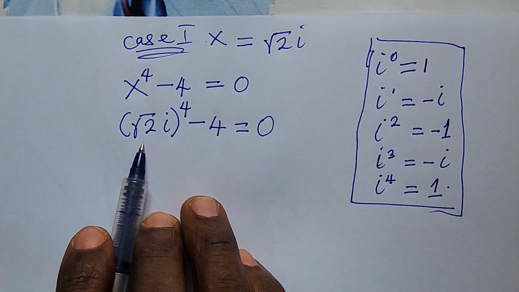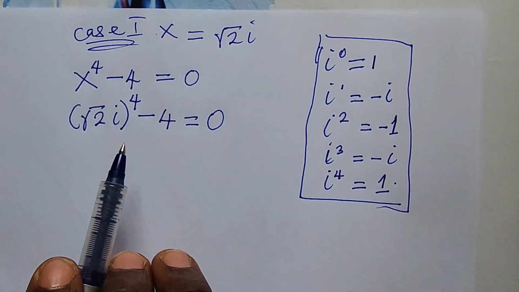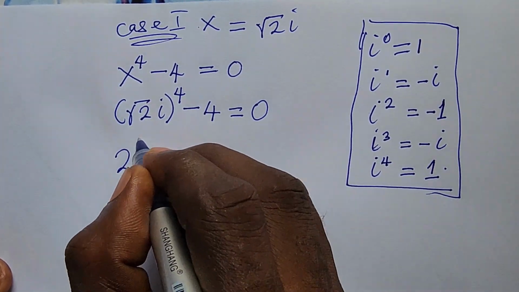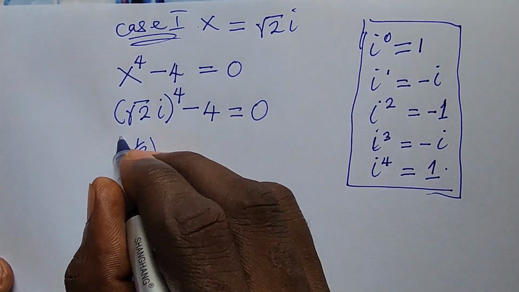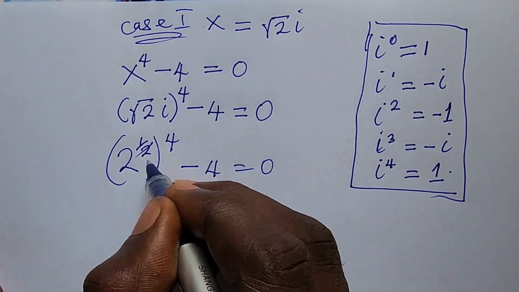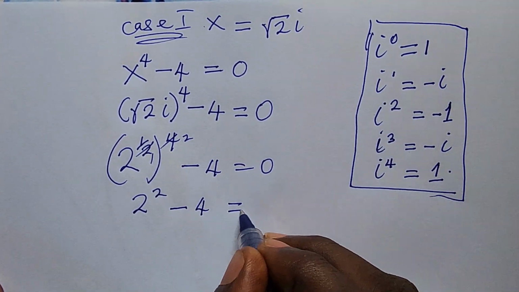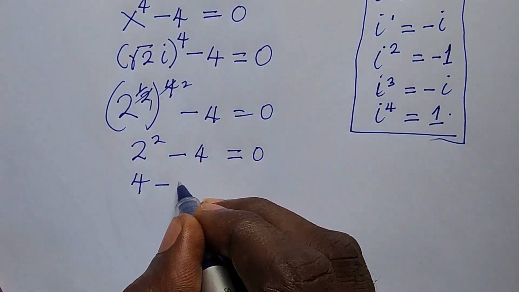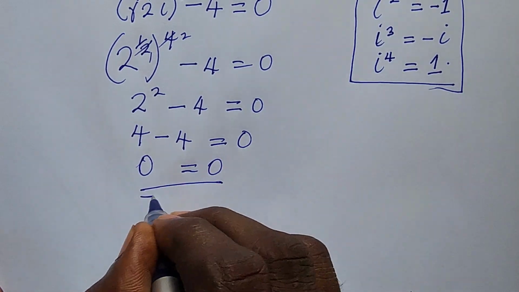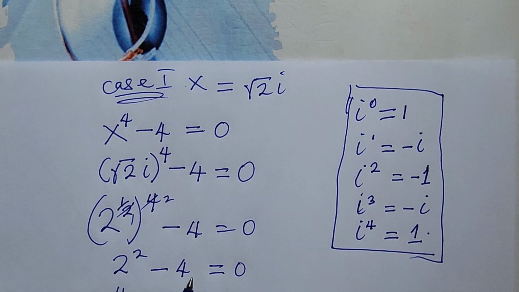So coming back to this place here, our iota to the power of 4 will give us 1, like we've established here. So the whole of iota here will give us 1. So again, we can rewrite this. So this will now give us 2 to the power of 1 all over 2, all to the power of 4 minus 4 equal to 0. So this 1 here, 2 here, so we now have 2 to the power of 2 minus 4 equal to 0. So we have 4 minus 4 equal to 0. So we have 0 equal to 0. This is also proving again that the square root of 2 iota satisfies the original equation.